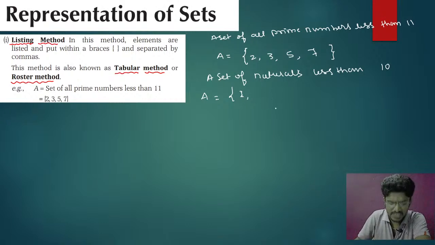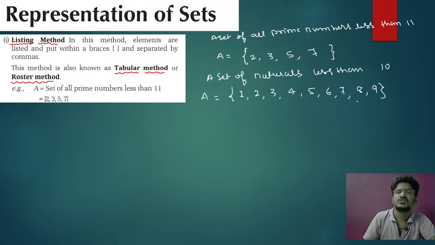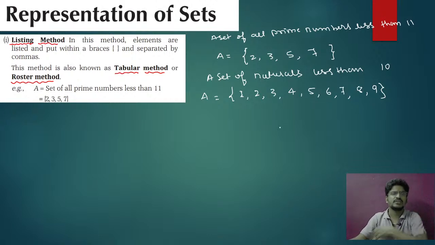So here the natural numbers less than 10 are 1, 2, 3, 4, 5, 6, 7, 8, 9. All these numbers are less than 10 and they are natural numbers. So we are writing them in listing method, roster method, or you can also call it tabular method. That is 1, 2, 3, 4, 5, 6, 7, 8 and 9. I think everyone has understood this listing method, roster method, or tabular method. Clear?